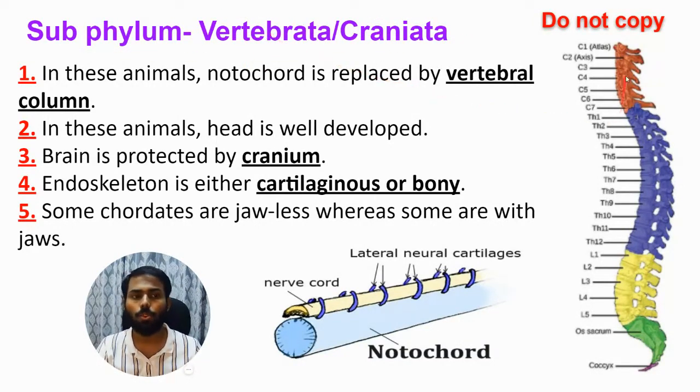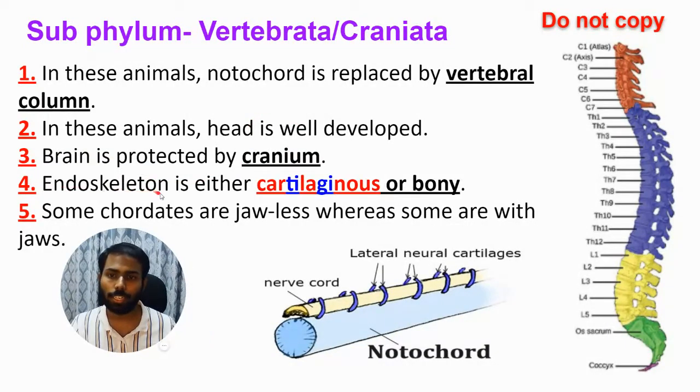Why are we saying vertebrata? Because it has vertebral column. Why are we saying craniata? Because the brain is protected by cranium in these animals. Okay, endoskeleton is either, what is this word? CR is car, TI is T, LA is lay, GI is G, NOUS is nus. Cartilaginous. Okay, it's a mouthful. It's a little difficult to pronounce. Cartilaginous. Okay, so endoskeleton.